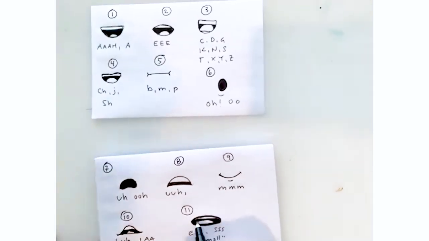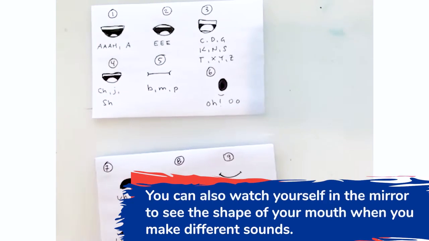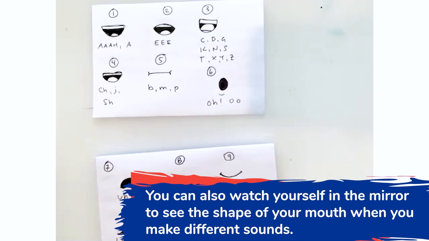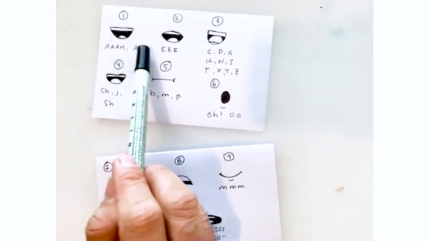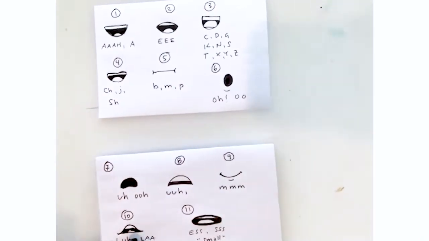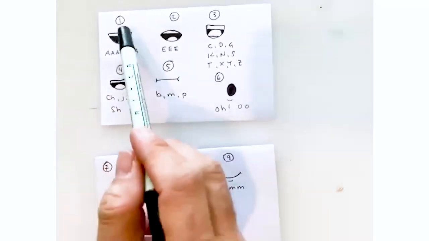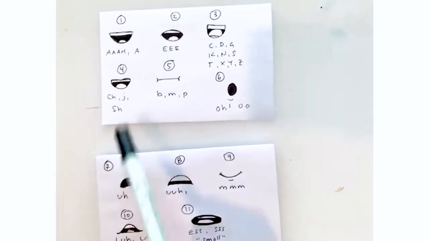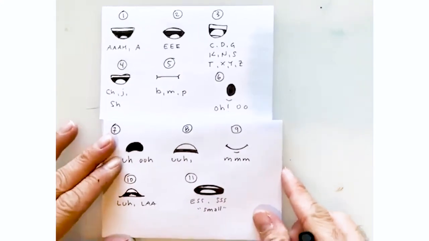Okay, so when you animate words or dialogue, you want to sound it out and find the shape that fits it. So we're going to start with hello. Something like eh, and then L, L, L, O. So you want to use probably this, this, and this. Hello, hello. If that makes sense. Okay. All right.